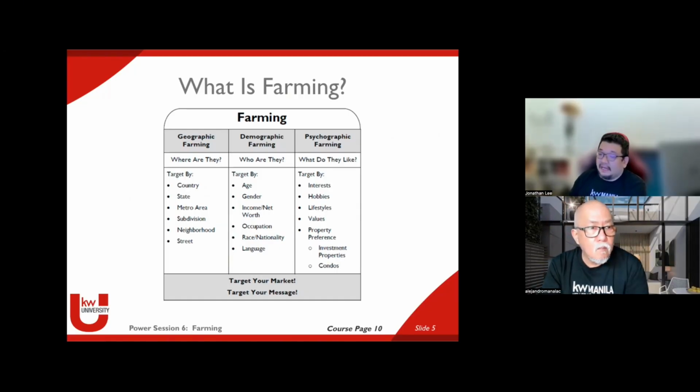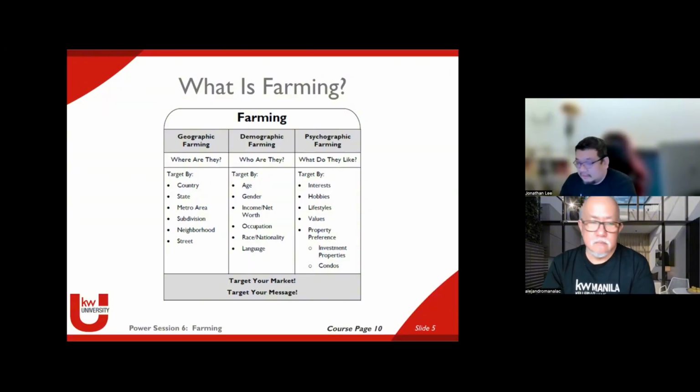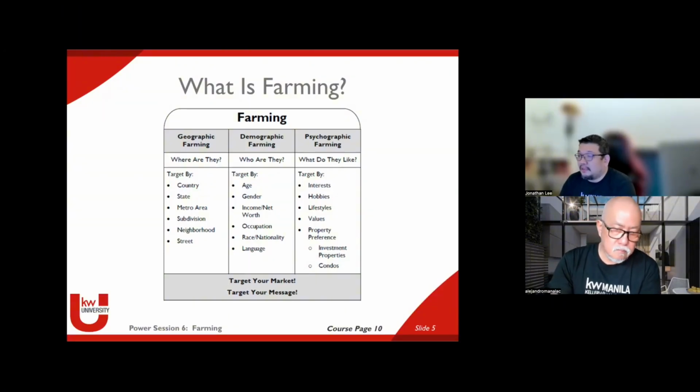So if you're targeting an area, someone give me a location right now that you are focusing on. Anyone, put it in the chat box, please. What location are you focusing on? Let's put it in the chat box.